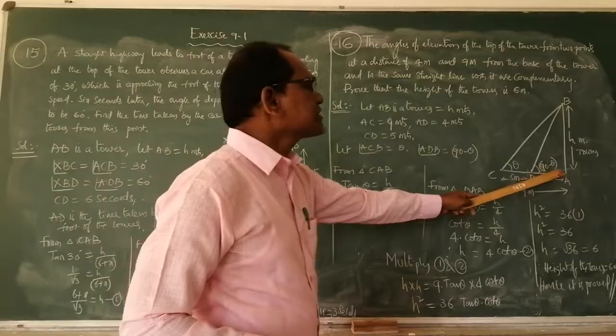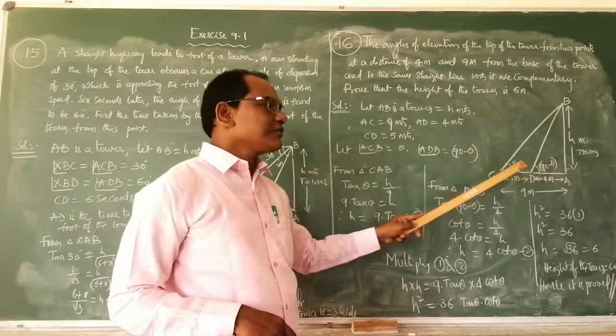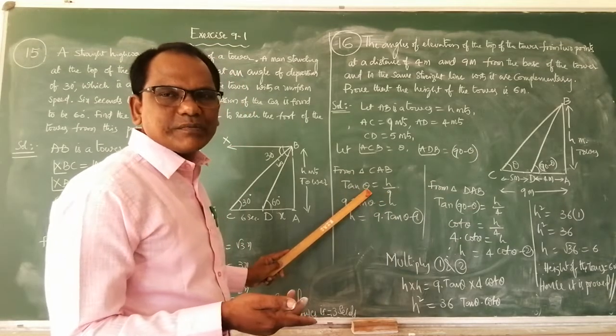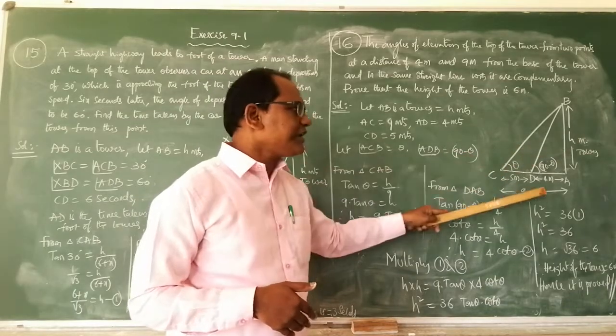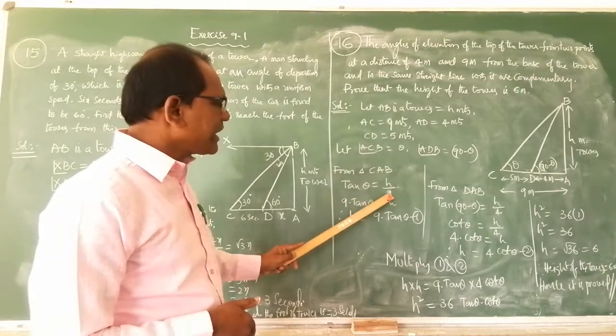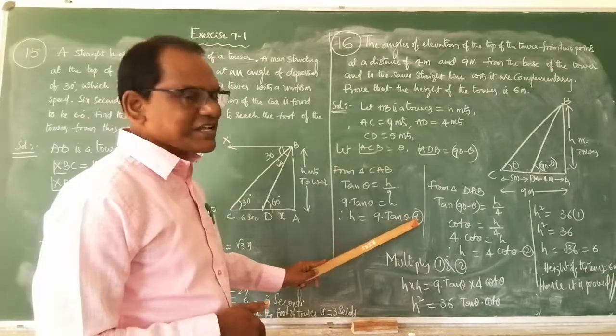So two triangles. What are the two triangles now? CAB, a right angle triangle with theta. Therefore tan theta equals theta opposite side by theta adjacent side, which is h by 9. Therefore, cross multiplication, 9 into tan theta equals h. Therefore h equals 9 tan theta, equation number 1.